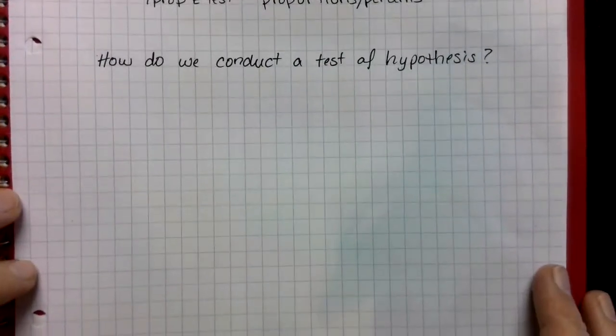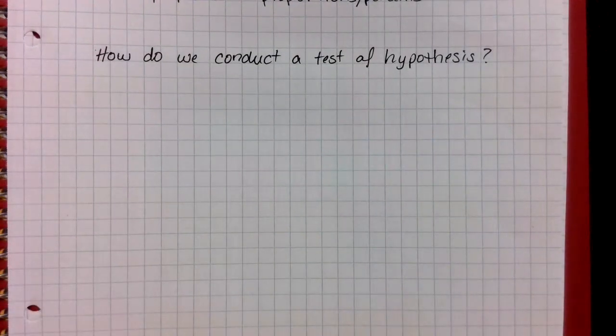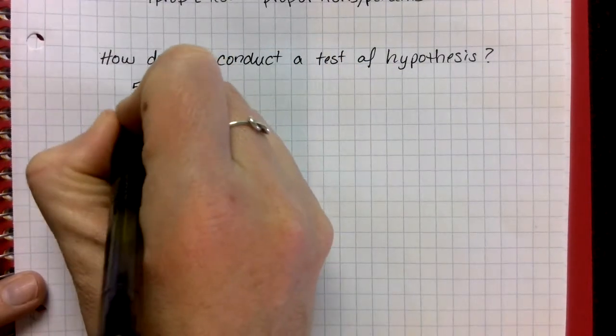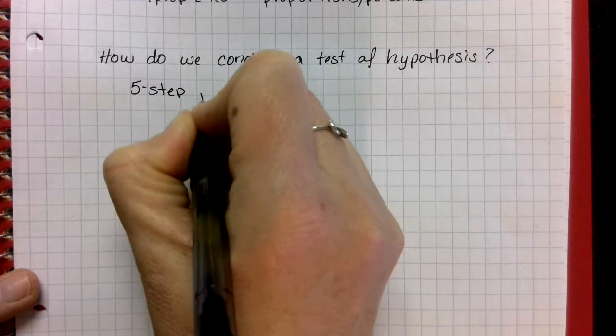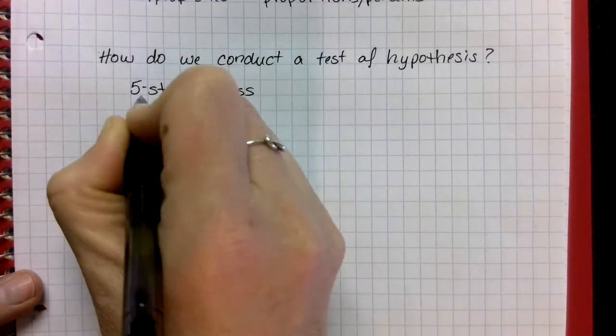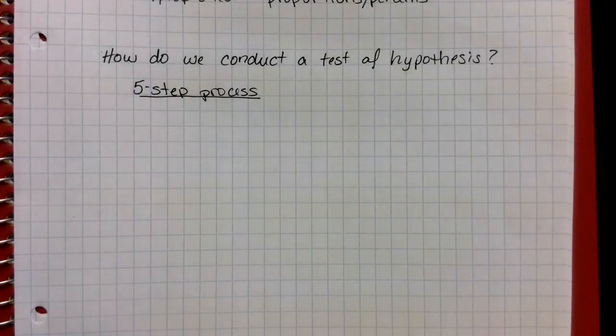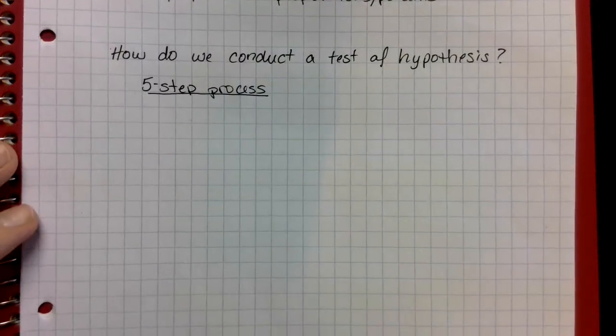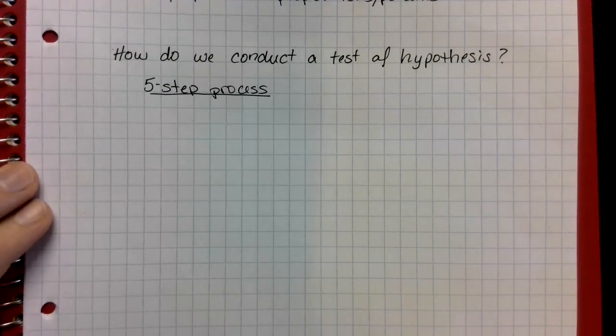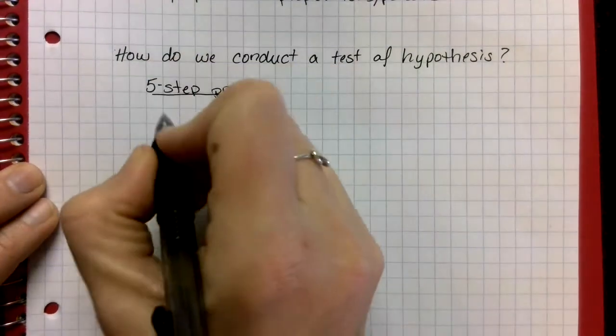So now the whole idea, the basics of how we conduct a test of hypothesis. What we're going to be doing is utilizing something called the 5-step process. So what I'm going to do in this video is give you kind of a brief rundown of the 5-step process. Then I will follow up with future videos in more detail about the different steps and kind of putting the whole test together. I'm going to try to keep the videos pretty short because I know you guys don't want to sit and listen to me talk for an hour.